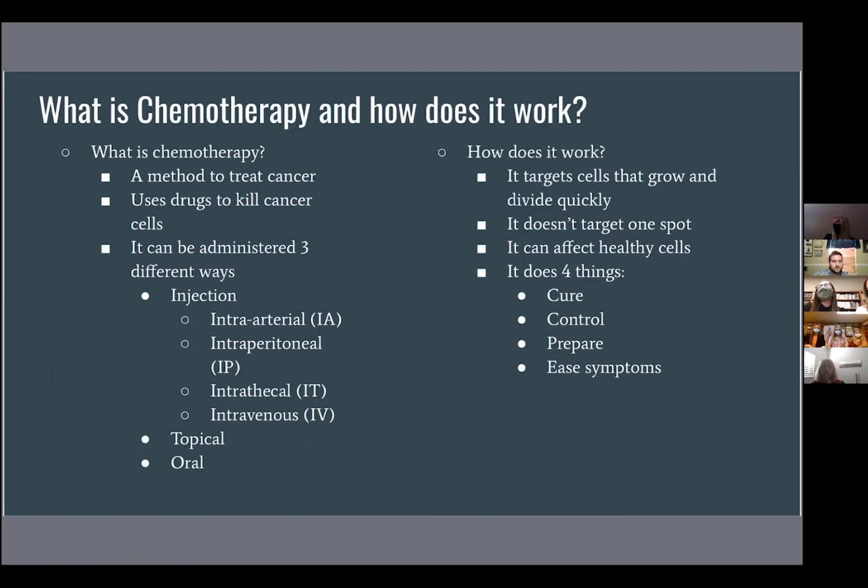So how does chemotherapy work? It targets cells that grow and divide quickly. It doesn't target just one spot, it targets the entire body as a whole. It can affect non-healthy cells as well as healthy cells. It does 4 things. It can cure cancer. It can also control cancer or keep it in one area. It can prepare cancer by shrinking it down in order for it to be surgically removed, and it can ease symptoms.